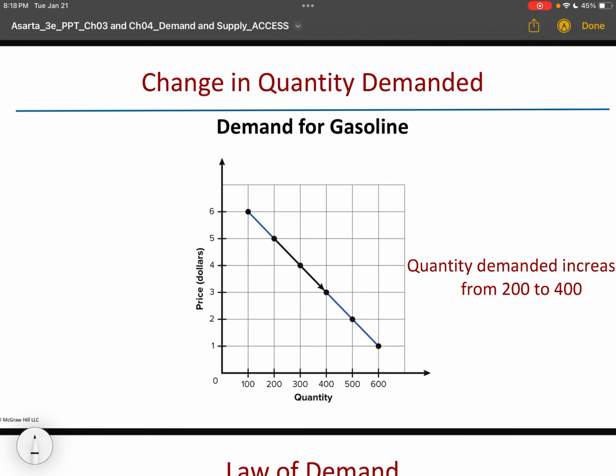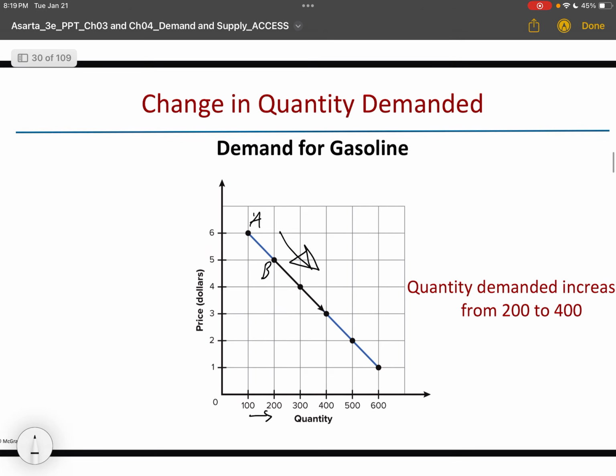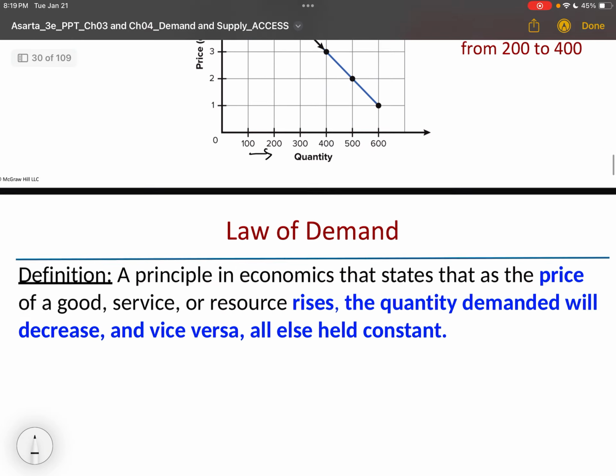Change in quantity demanded has to do with movements up or down the demand curve. So if you move from this point A to that point B, well, then there is a change in quantity demanded. And what is the change? Well, quantity demanded would have increased from 100 to 200 if you move from point A to point B. Do you see that? So movement along the demand curve is known as a change in quantity demanded. All right.